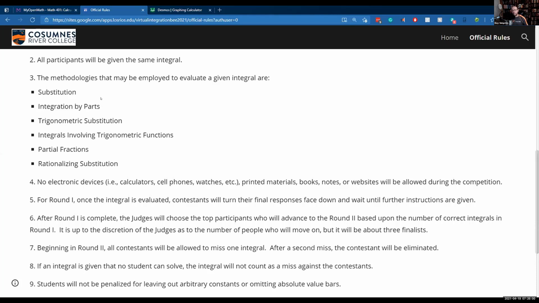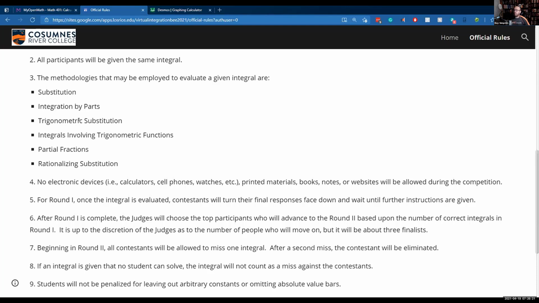Now, the round two contestants are again visible to everybody, and we show the integral, but these integrals are a little bit more challenging. We'll say you have 5 minutes, whatever it is, and then when the time's up, everybody holds up their integrals, and so on and so forth. It kind of repeats the same process.